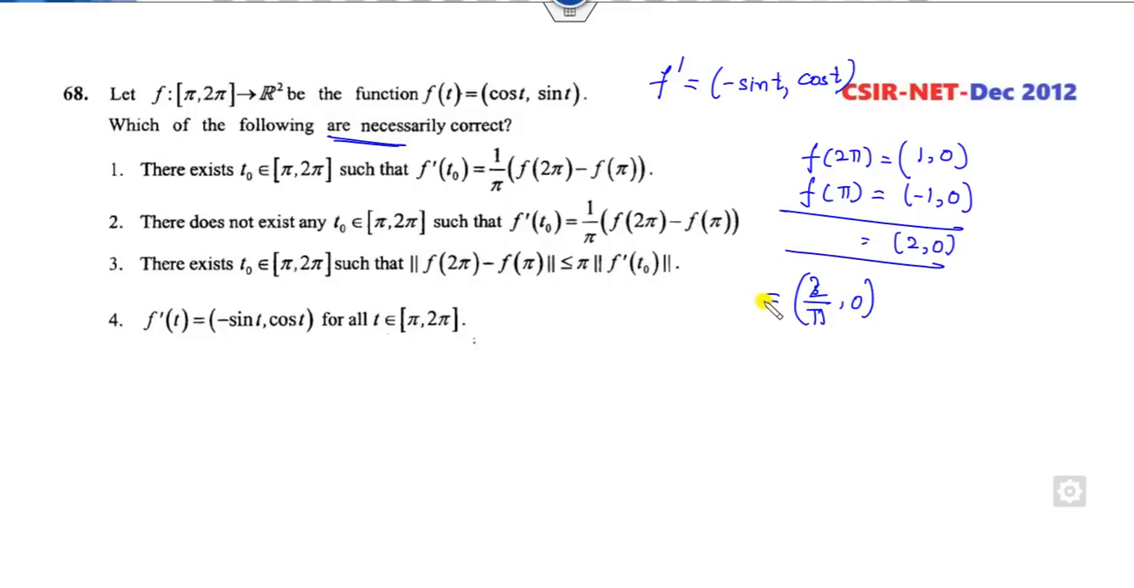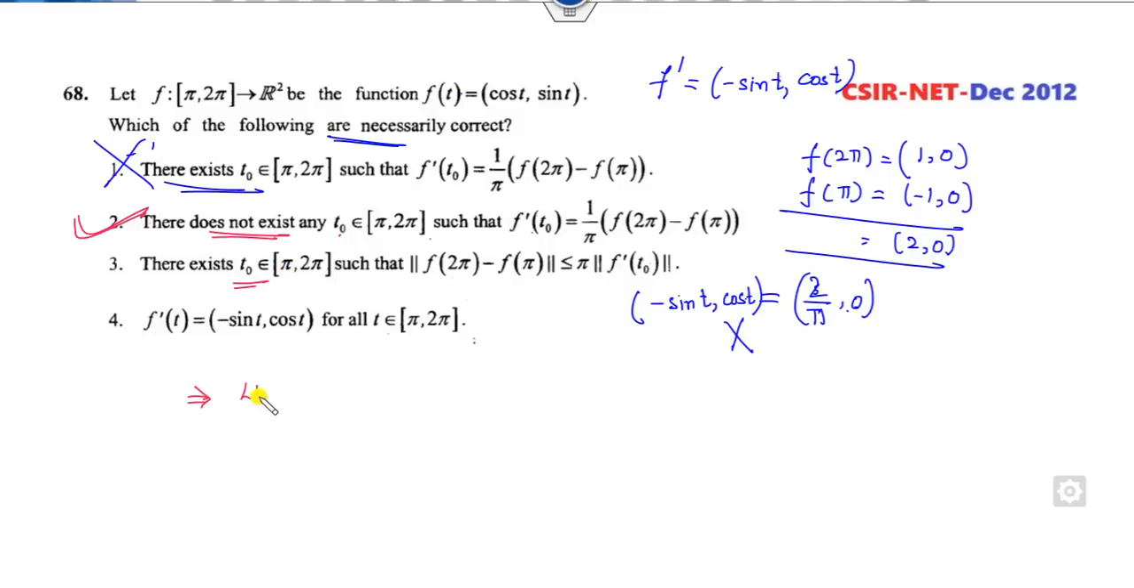So it will be equal to some (minus sin t, cos t), which is not possible because there is no value of t for which cos is 0 and sin is 2 by pi, because if cos is 0, sin will be 1. So the first one, there exists some t0, is cancelled. There does not exist any t such that this condition holds. That's true. There exists some t0 between pi and 2 pi such that this property holds.